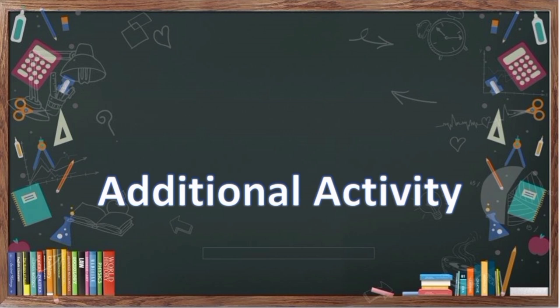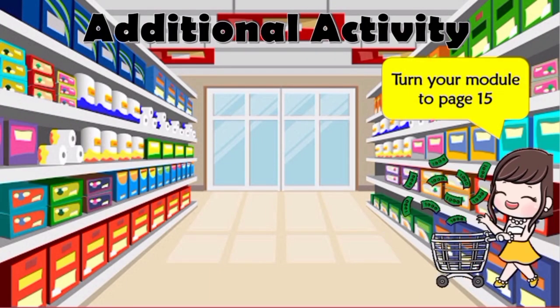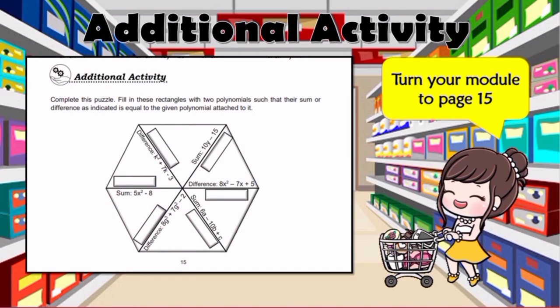Additional activity. Turn your module to page 15. Complete this puzzle. Fill in these rectangles with two polynomials such that their sum or difference as indicated is equal to the given polynomial attached to it.